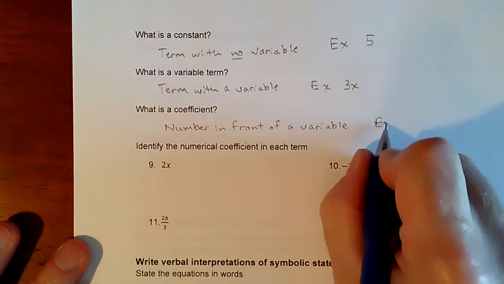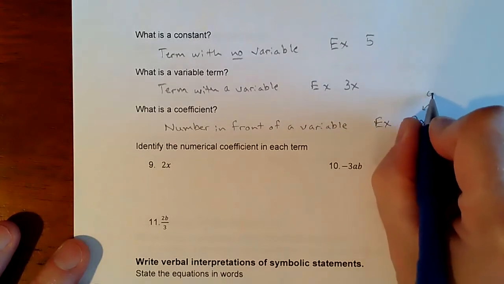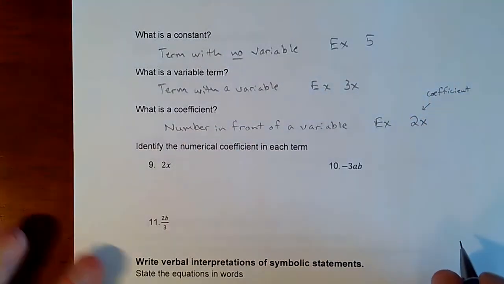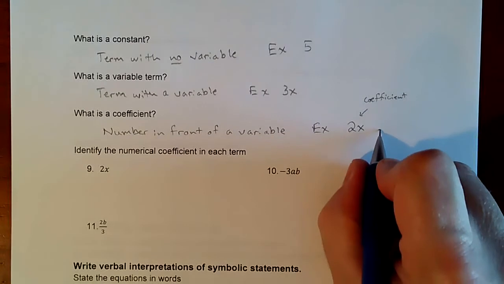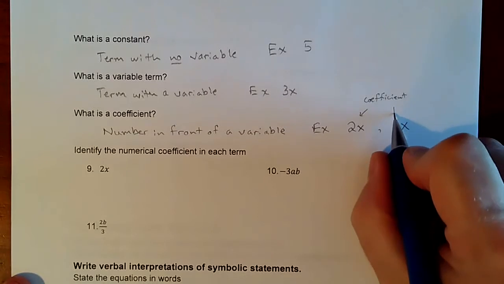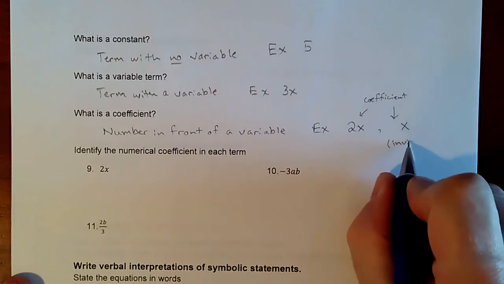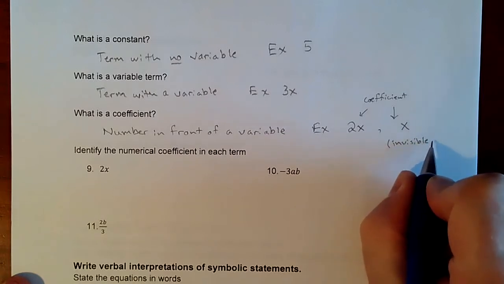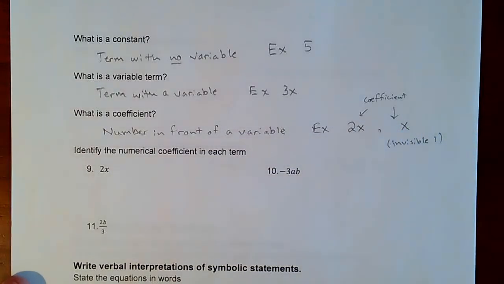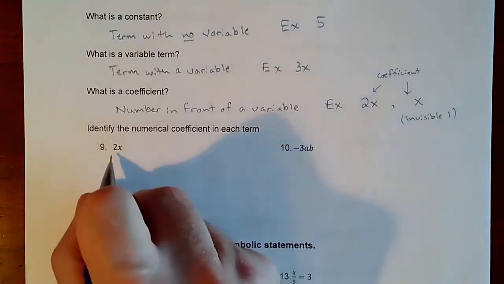For example, if you have 2x, that 2 is the coefficient. It's what is multiplied to the x. Now, what if you just had an x? Well, there's always a value in front of it, even though there isn't something sitting there. It is an invisible 1. There's always a value in front of it, so a 1 would be sitting here. So what is the coefficient in each term? Coefficient is the 2.